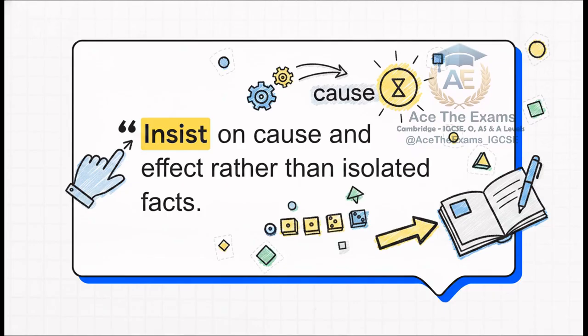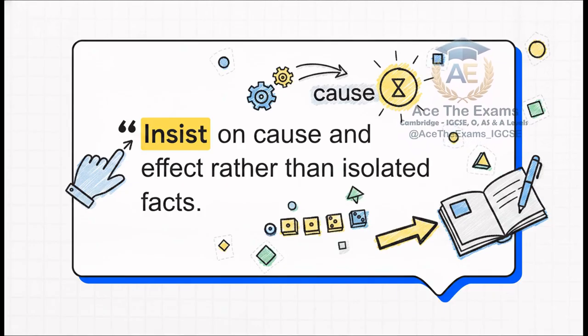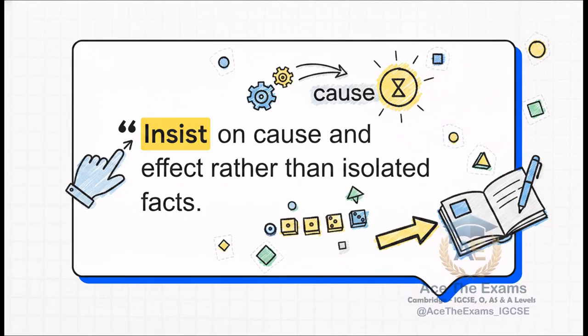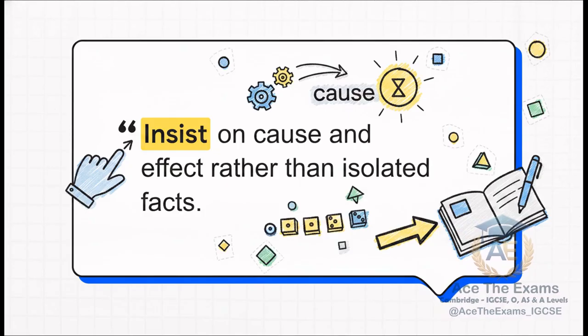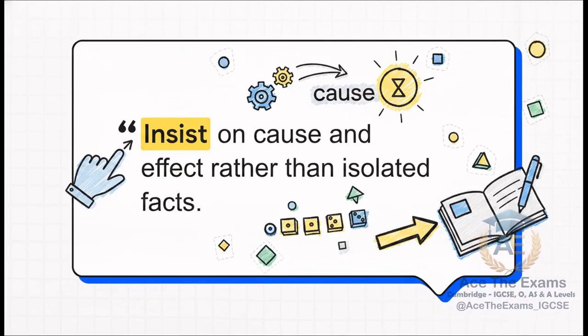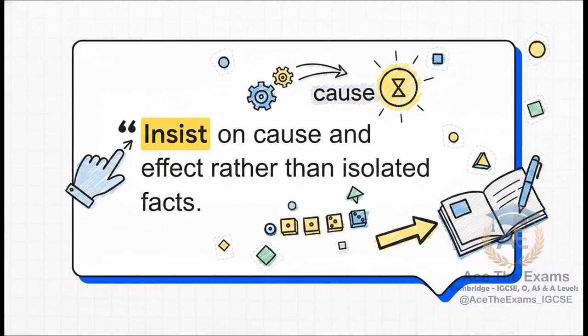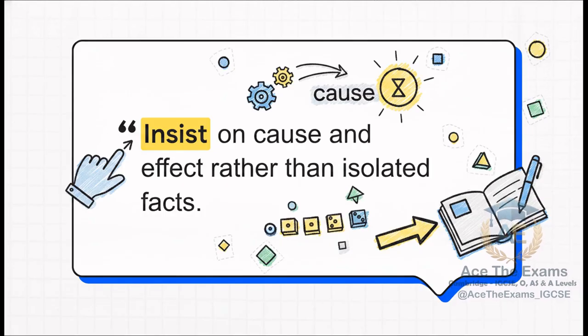Let's rewrite Alex and Sam's flawed answers right now. Instead of just stating that an object moves in a circle, you build the chain. You state that because velocity is a vector, a continuous change in direction means a continuous change in velocity. A change in velocity means an acceleration is occurring, and according to Newton's laws, if there's an acceleration, there must be a resultant force acting toward the center.